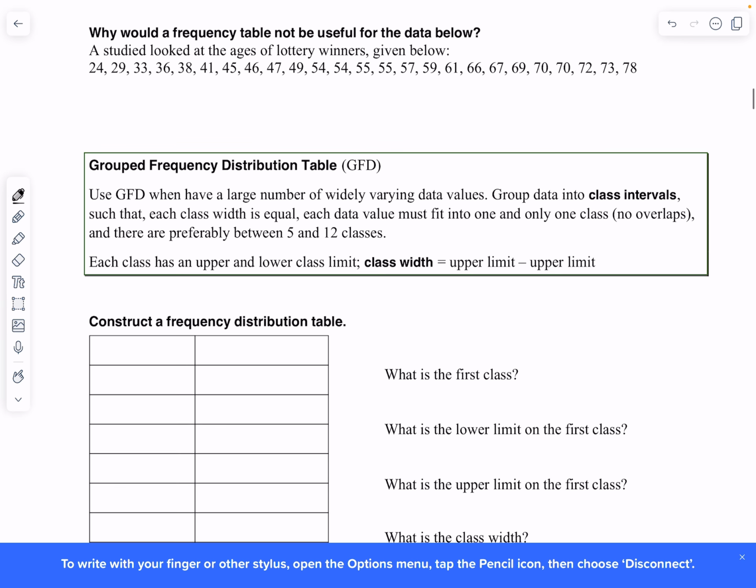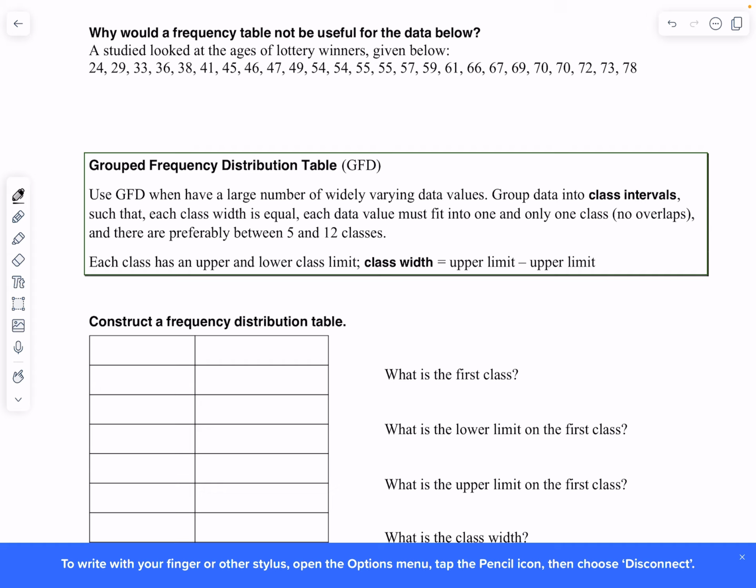So the question reads, why would a frequency table not be useful for the data given below? So let's look at the data and figure out why. A study looked at the ages of lottery winners, and they're given below. So we have 24, 29, 33, 36, 38, 41, 45, 46, 47, 49, 54 twice, 55 twice, 57, 59, 61, 66, 67, etc.